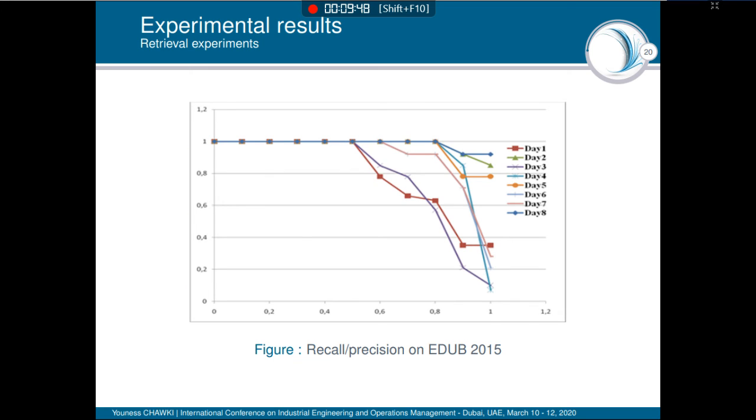The effectiveness of the proposed method is measured by the recall precision curve. This is the recall precision curve. As we can see, all the curves of the used EDUB dataset are generally decreasing. All the scores of the days are decreasing. That can be explained by the fact that we have chosen the best descriptor and the nature of the images in the dataset is suitable.